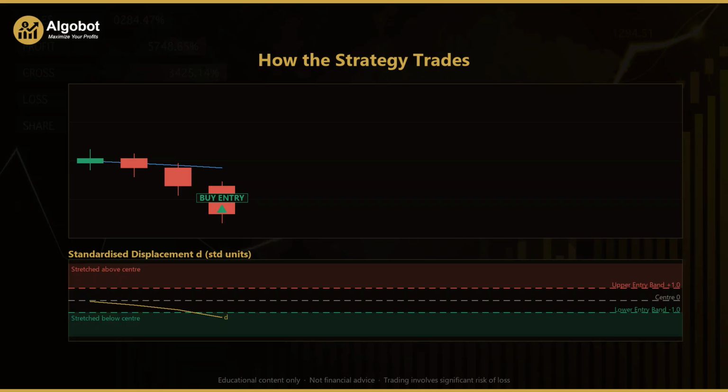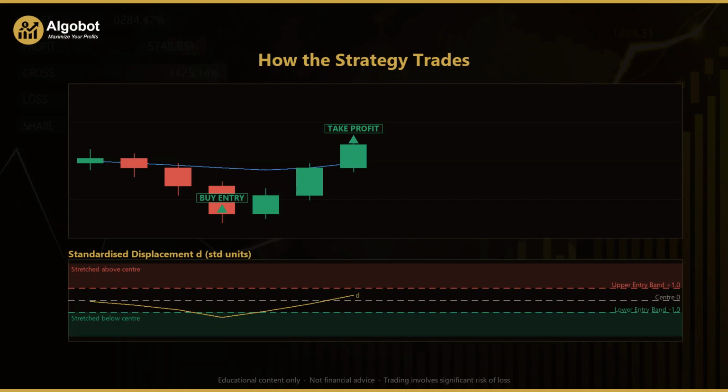Watch the first few candles. Price drifts gently lower and pulls away beneath the equilibrium center. In the subpanel, the gold displacement line slides down from near 0 toward the lower band. Each candle is stretching the spring a little further. On the fourth candle, price prints a fresh low, and the displacement pierces below -1 into the shaded region where price is meaningfully stretched below center.